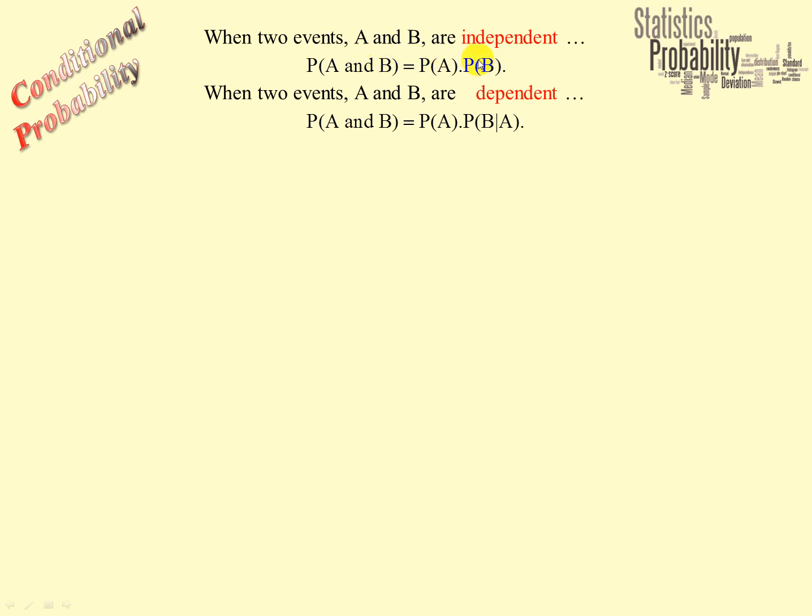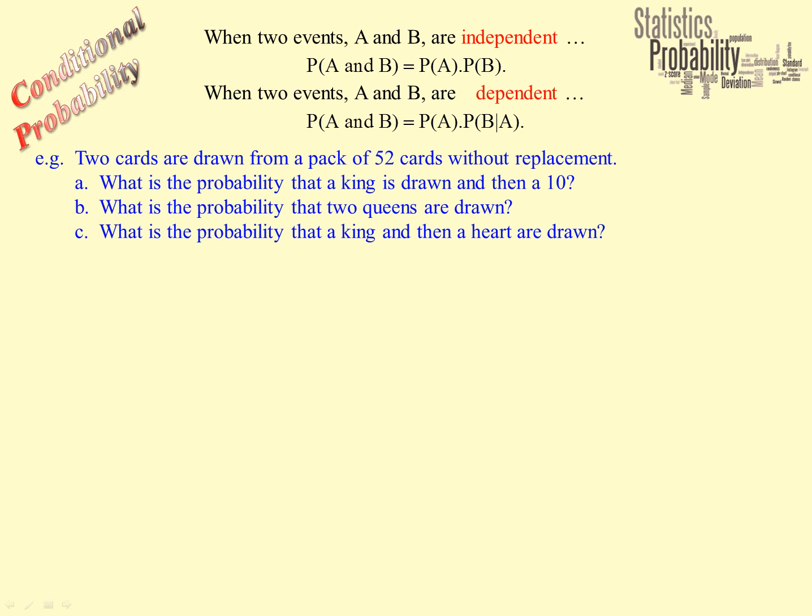When events are independent, we just multiply the probabilities, but when they're dependent, we have to say probability of A times the probability of B given A, because now A has affected it. Let's have a look at an example. Two cards are drawn from a pack of 52 cards without replacement.